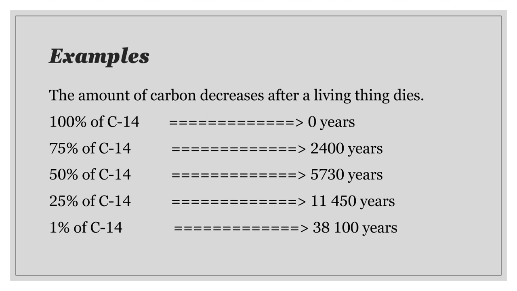25% of carbon-14 left means it existed 11,450 years ago. I just wanted to add that 1% of carbon-14 left means that this dinosaur or this living object existed 38,100 years ago, which is a lot. And if it's 0%, it means that this living object existed more than 50,000 years ago.